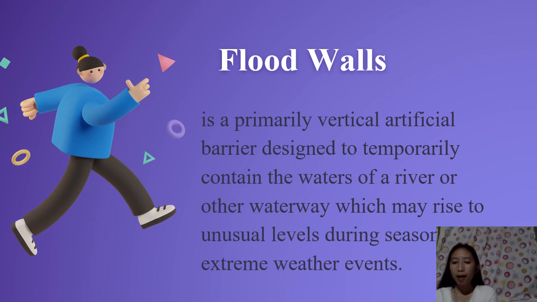So, kapag may mga heavy rains, especially sa mga cities, or sa mga places na walang diversion canal or tunnel, flood walls is artificial barrier. So, pwedeng mag-create or maglagay ng pansamantalang barrier para yung tubig, especially kapag may heavy rains, ay maharangan or malimitahan at hindi makaapekto sa tao.